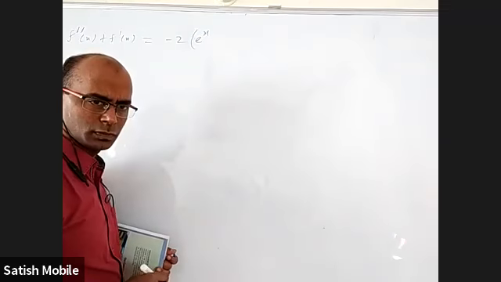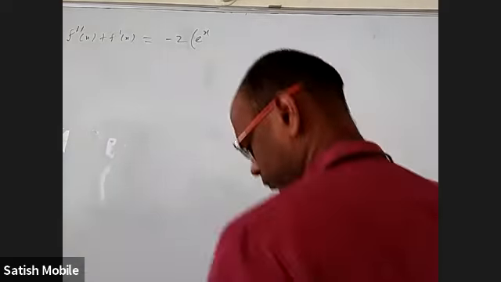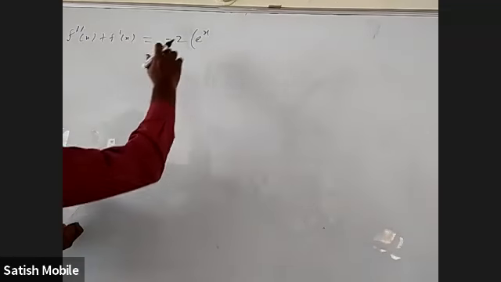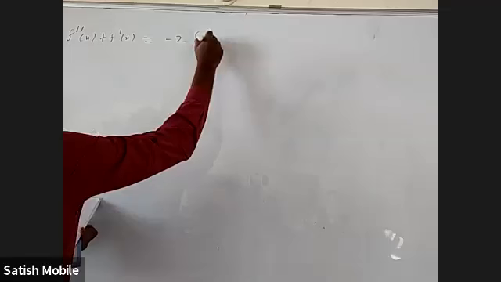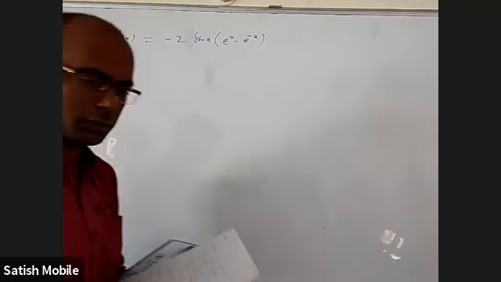Sir, minus 2 into e power x minus e power minus x into sin x. Okay, let me see. No, no, this e power x is not there. So it is not e power x. Minus 2 sine x into e power x minus e power minus x. There is no e power x.